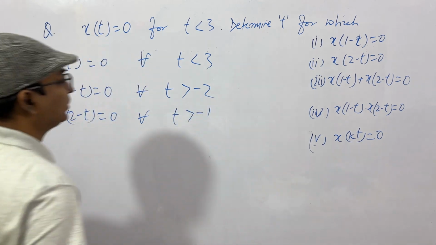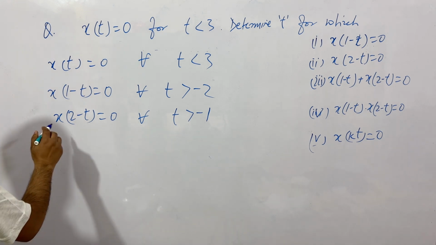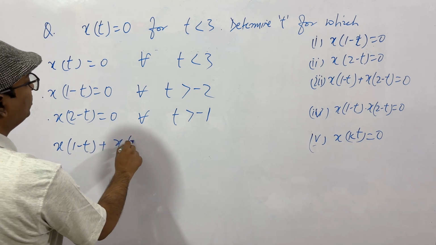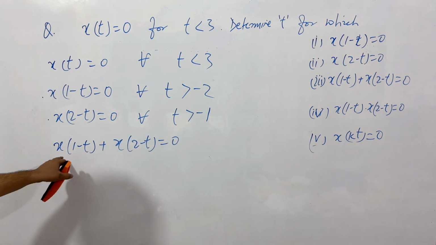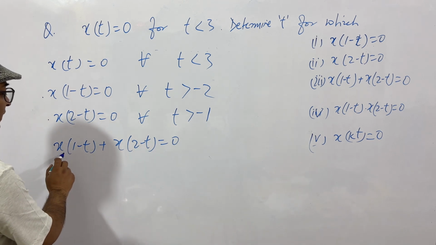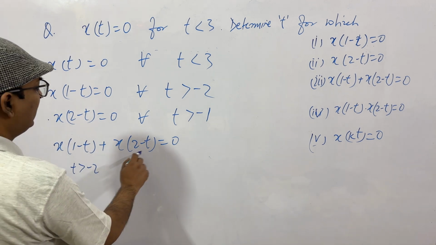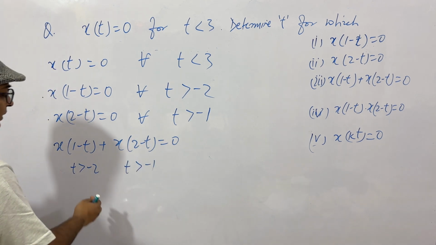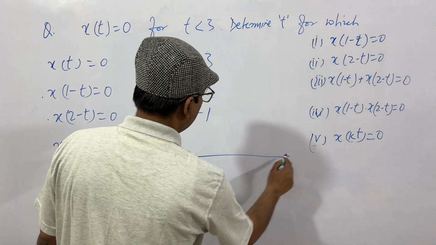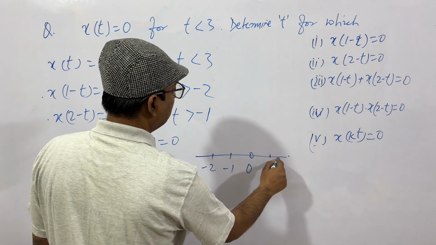Now, the third and fourth questions need to be understood. The question asks for what values of t the signal x1(-t) plus x2(-t) will be 0. We know that this signal is 0 for t greater than -2, and this one is 0 for t greater than -1. If we plot like this: -2, -1, 0, 1, and so on.